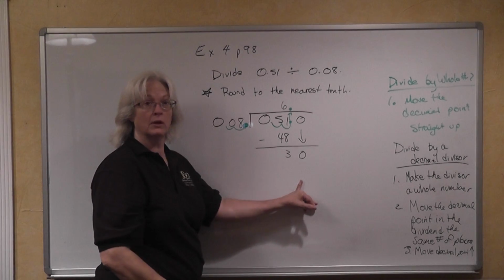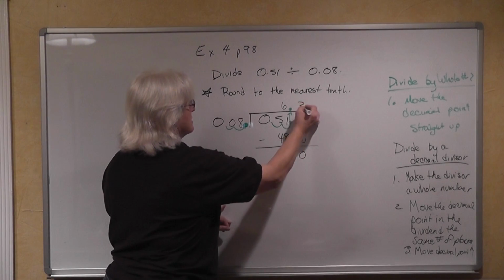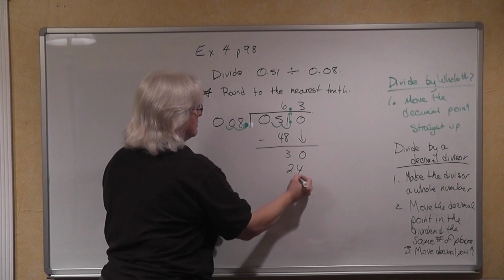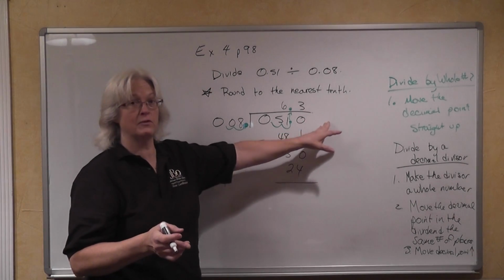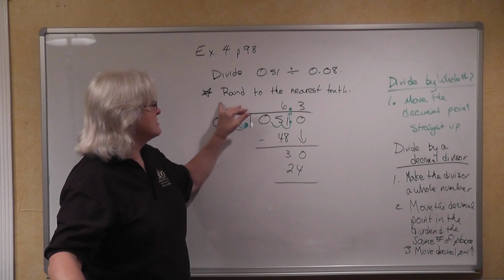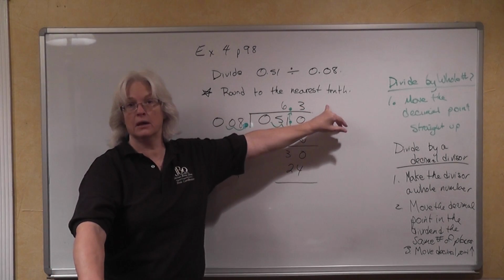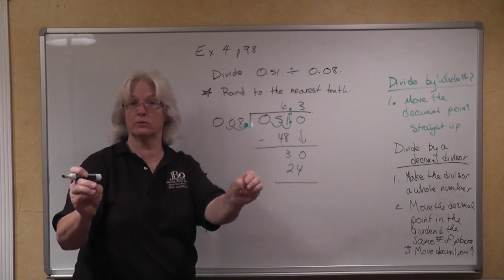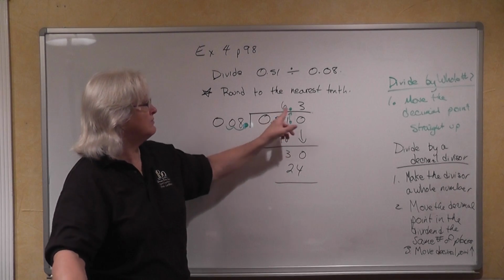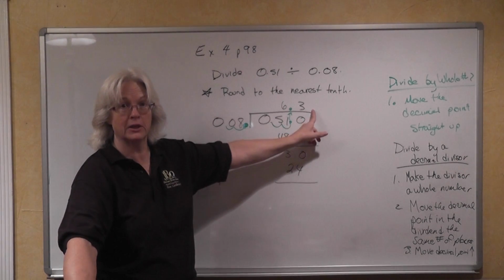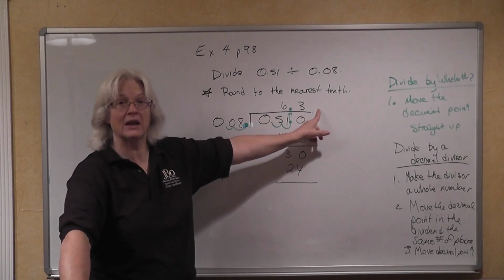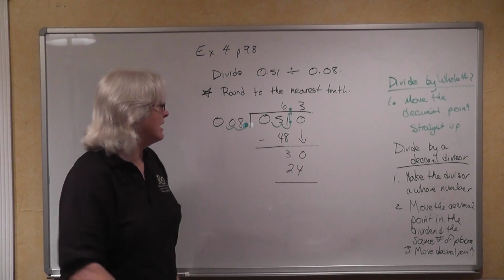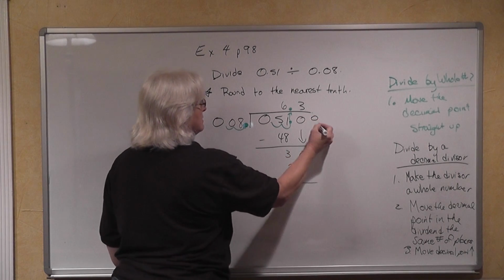8 goes into 30 3 times. 3 times 8 is 24. The big thing that they want you to see here is that you are not finished at this point. When it says round to the nearest tenth, it's not telling you divide out to the nearest tenth. Here we've divided and we're showing a tenth. But in order to round to the nearest tenth, we have to have one more place that we can look at. So we bring down another 0.